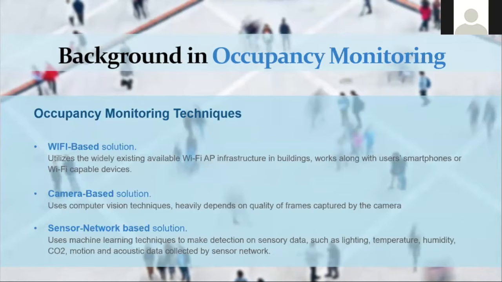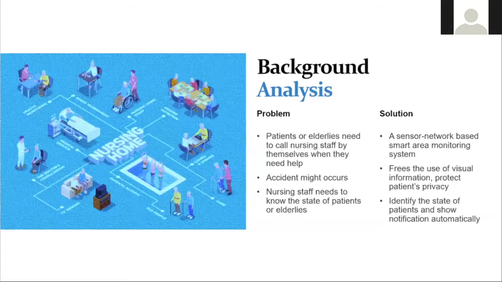For the sensor network-based solution, it uses machine learning techniques to make prediction on sensory data, such as lighting, temperature, all the data collected by sensors. It's more applicable for a room-sized monitoring task, which is also applied by our smart residence system. As I mentioned, the smart residence system is initiated from the area monitoring task in a nursing home or elderly house. It aims to be a prototype that can be used in those cases.